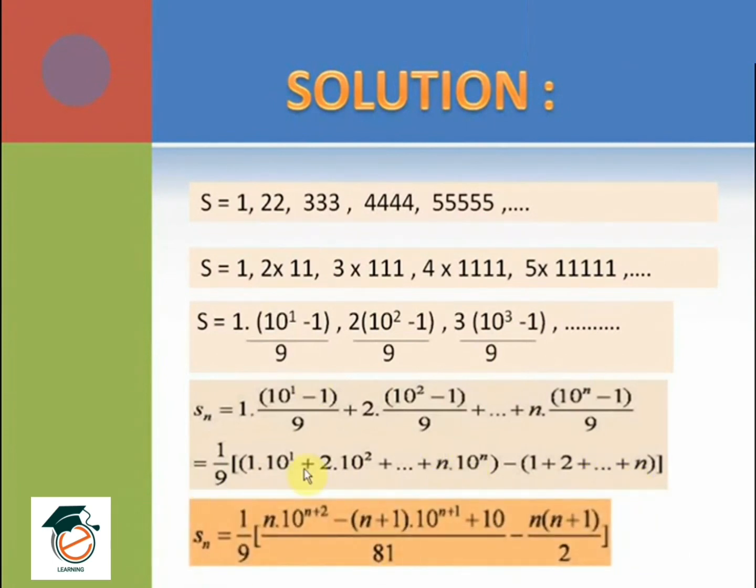Thus we use the formulas to get the final value of Sn equal to 1 by 9 into n into 10 to the power of n plus 2 minus n plus 1 into 10 to the power of n plus 1 plus 10 whole divided by 81 minus n into n plus 1 divided by 2.